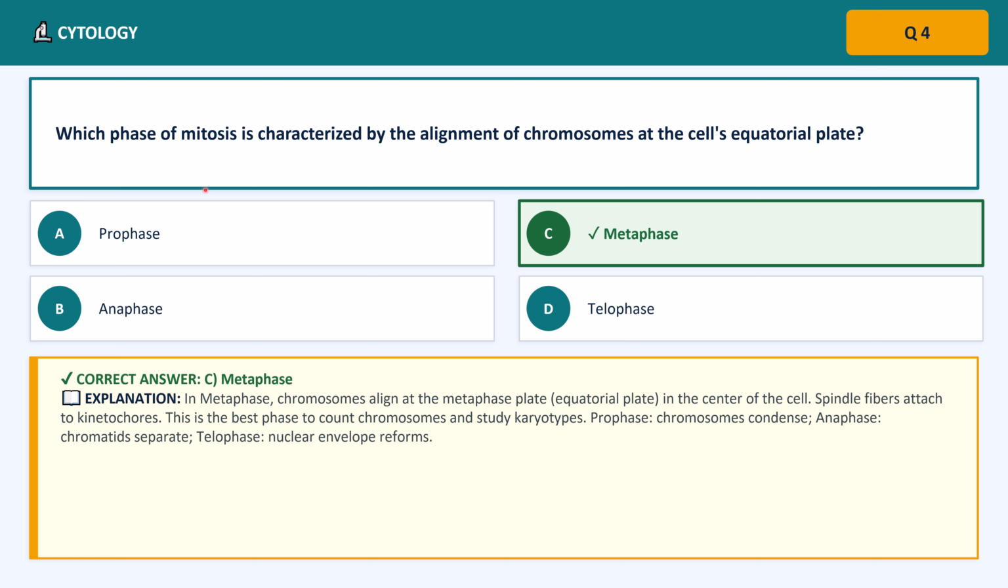Question 4. Which phase of mitosis is characterized by the alignment of chromosomes at the cell's equatorial plate? It's option C, metaphase. Explanation: in metaphase, chromosomes align at the metaphase plate, the equatorial plate in the center of the cell. Spindle fibers attach to kinetochores. This is the best phase to count chromosomes and study karyotypes. Prophase: chromosomes condense; anaphase: chromatids separate; telophase: nuclear envelope reforms.